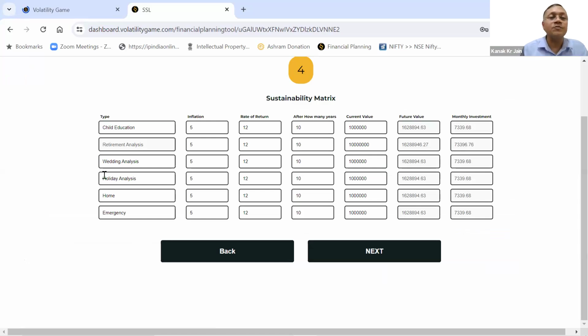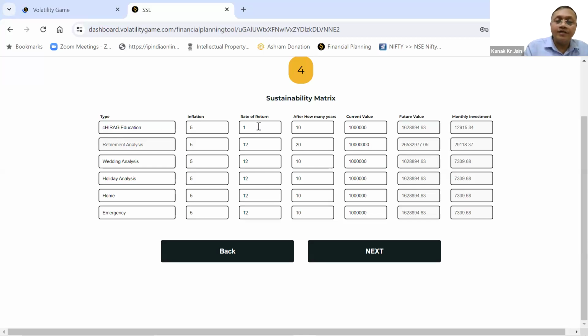Now, once you have done a risk profiling, this is the retirement. Because I have written 50,000, this corpus has actually automatically become 1 crore, which means if I have 1 crore right now, I will keep on getting 50,000 and I can retire. But if I want to retire, let's say after 20 years, then I will need a corpus of 2.65 crore. Let's say child. You can actually write the name of your child also. Let's say Chirag.